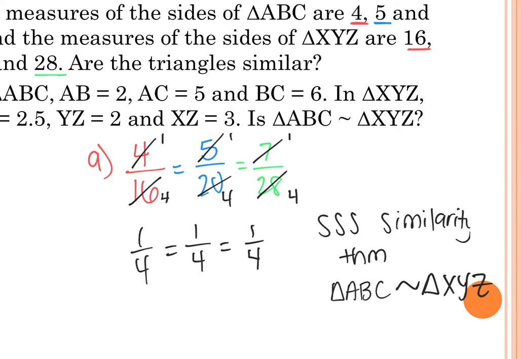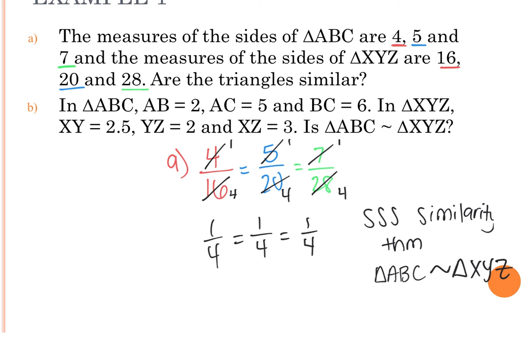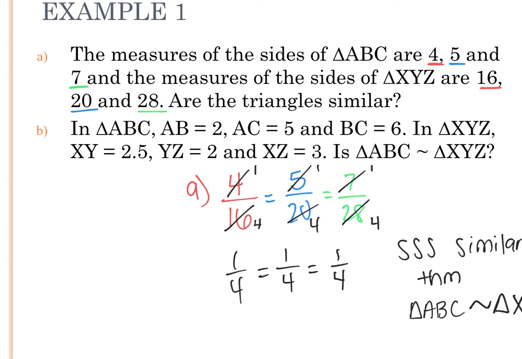Any questions on A? Yes. So we had to set up the proportion for all of them. Like you couldn't just put 4 over 16 equals 5 over 20 because we don't know any of the angles. Okay? All right, and B.